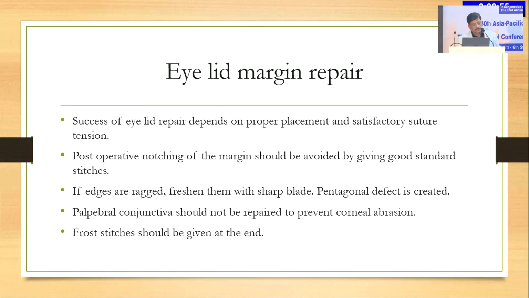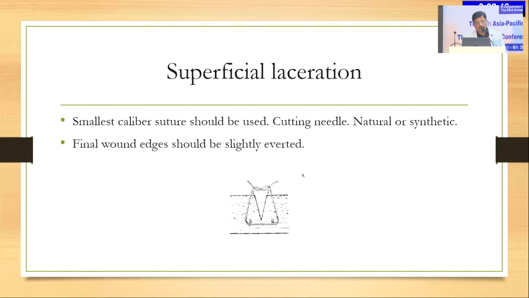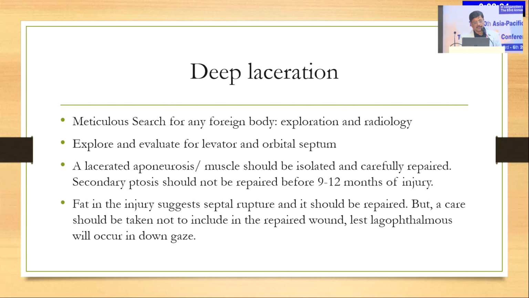Otherwise, there will be notching, and this should be stabilized by external stay sutures like Frost stitches at the end of the surgery. And superficial lacerations are very easy. Anyone can do it, and the smallest caliber suture should be used, and the needle should be a cutting needle. It could be either Vicryl type of thing or natural, even thread can be used, or silk. And final wound edges should be slightly everted.